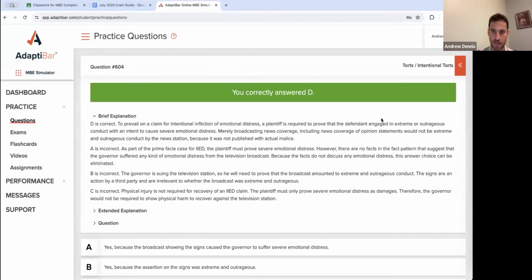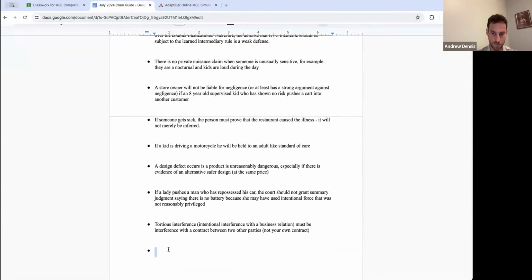To prevail on a claim for IIED, a plaintiff is required to prove that the defendant engaged in extreme or outrageous conduct with intent to cause severe emotional distress. Merely broadcasting news coverage is not IIED because there's no outrageous behavior. So it's a pretty easy takeaway that merely broadcasting news coverage is not IIED because there is no outrageous behavior.